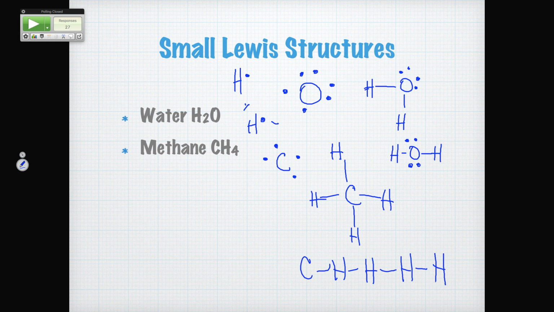Notice our carbon up here has how many electrons around it? 2, 4, 6, 8. This carbon down here has only got 2. And what other rule was broken? The hydrogen rule. Hydrogen only makes 1 bond.